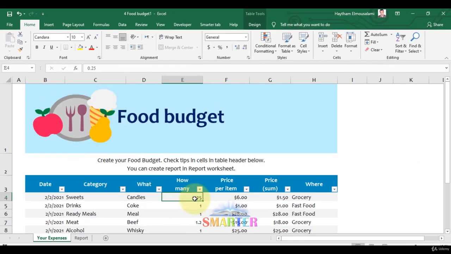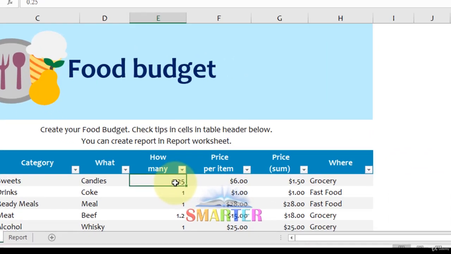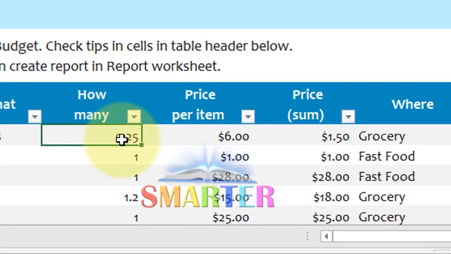After that, you select how many, how many bottles, how many kilos, and so on. After that, you put the price of the unit, the price of the gallon, the price of the kilo, the price of the pound, the price of the unit.